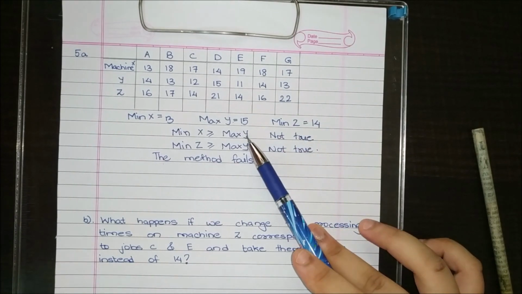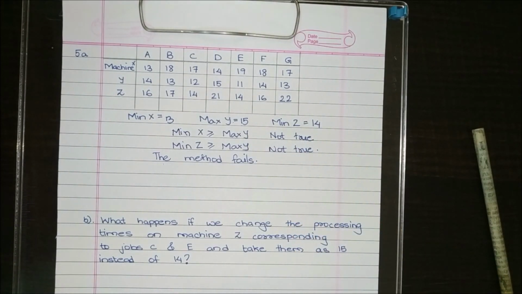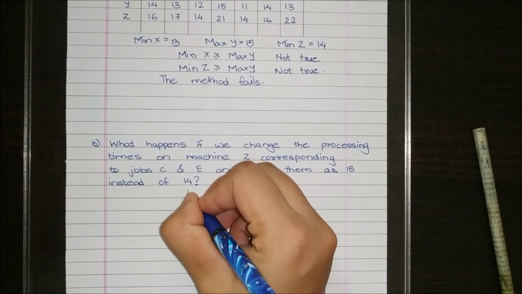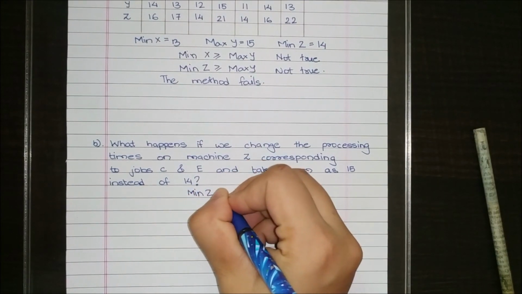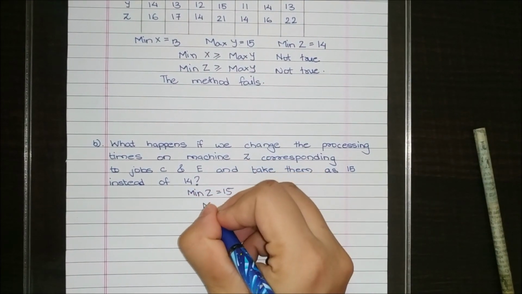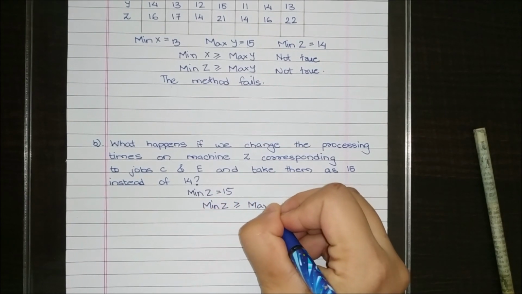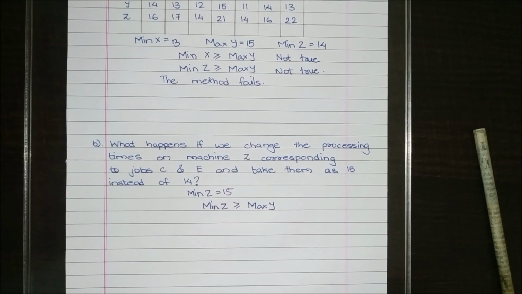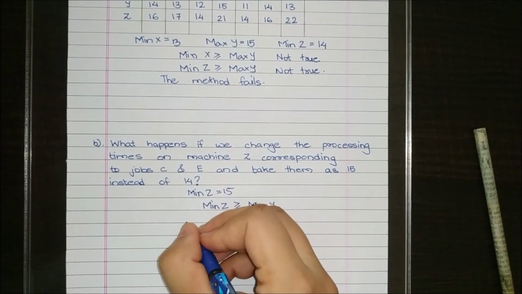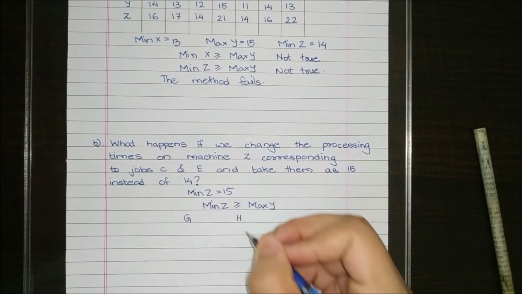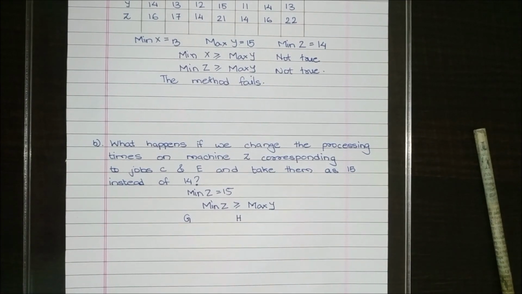15, which will satisfy, and then we can solve the question. So then you can say minimum of Z will be equal to 15 and we can say that minimum of Z is greater than equal to maximum of Y. Therefore the condition is satisfied. We can convert into a 2 machine problem G and H. फिर पूरा solve करेंगे इसी तरीके से.